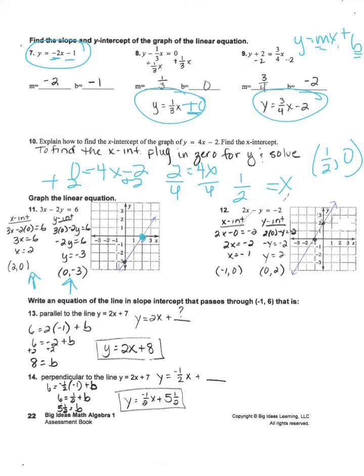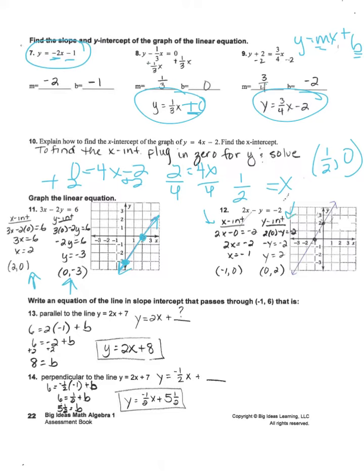Your y-intercept is 0, negative 3, so over 0, down negative 3. Put the dot there, and then you connect the dots and create your line. Same concept over here. To find your x-intercept, you plug in 0 for y. To find your y-intercept, you plug in 0 for x.